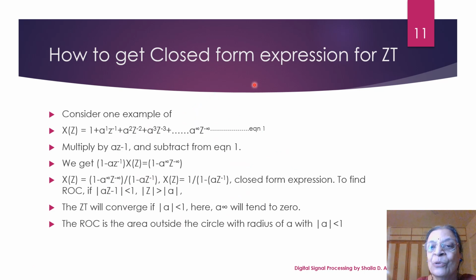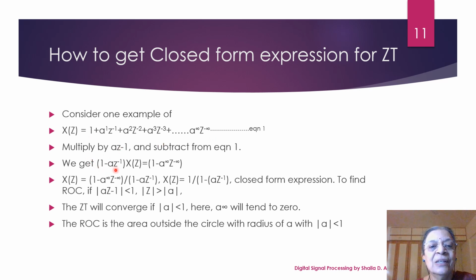Now how do we get this closed form expression for the Z transform? Let us consider that X(z) is given by 1 plus a z inverse plus a square z raised to minus 2 plus a cube z raised to minus 3 and so on. This exists from n equal to 0 to infinity. Now what we will do is multiply this equation 1 by a z inverse and then subtract it from this equation 1. So what do we have?